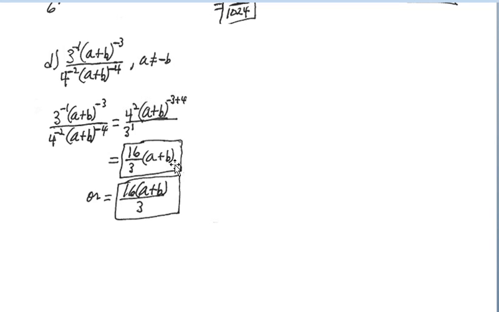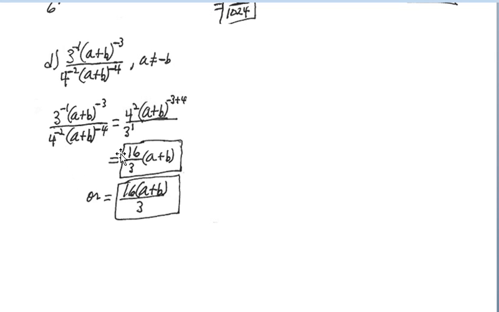Then we will interchange the position of 3 to the minus 1 power with 4 to the minus 2 power. So 3 to the minus 1 power in the numerator goes to the denominator, becoming 3 to the positive 1 power, which is 3. 4 to the minus 2 power, which is in the denominator, gets taken to the numerator position and becomes 4 to the positive 2 power.